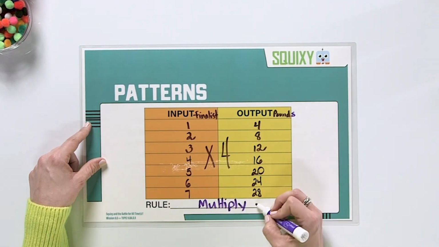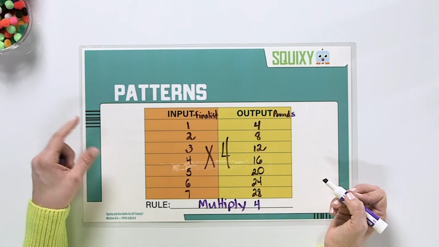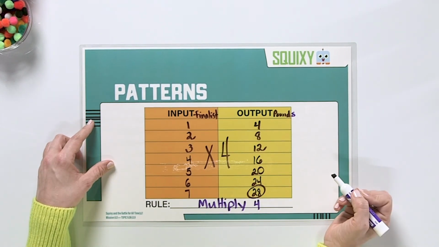The rule here is to multiply by 4. How many pounds of jam will 7 finalists bring? 28. Well done, friends. Yay!